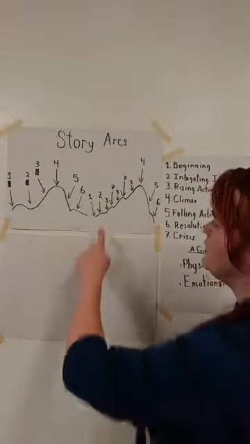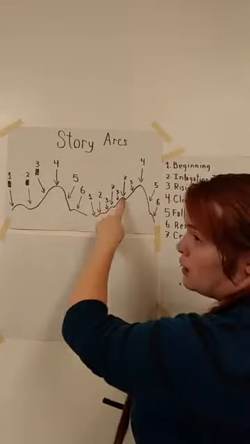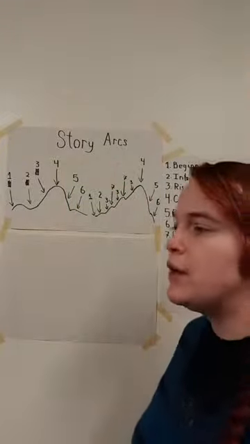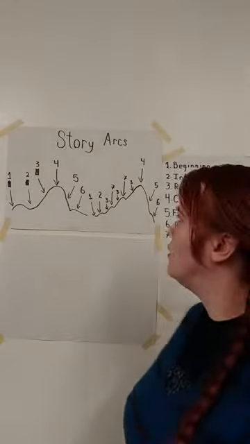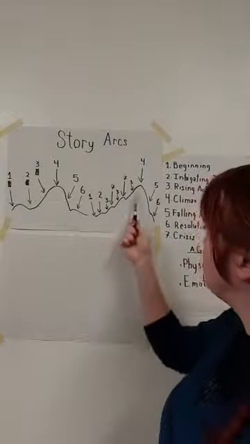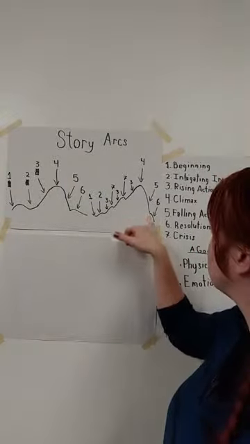So the idea is that you have a lot of rising action, and then you have small climaxes, and then rising action, then climax, and then rising action, then climax, and you can have as many climaxes as you want, depending on how long your story is. And then you have your crises. You can have as many crises as you want, and then you have your climax. And then you have your falling action and your resolution.